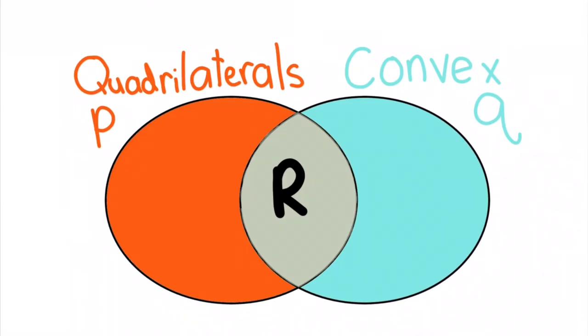P. A figure is a quadrilateral. Q. A figure is convex. P or Q. A figure is a quadrilateral or convex. In the diagram, the disjunction is represented in the union of the two sets. This includes all polygons that are quadrilaterals, convex, or both. We chose this as our most important topic because it encompasses a lot of new vocabulary and can be hard to grasp.